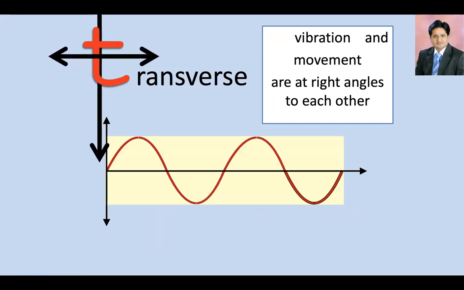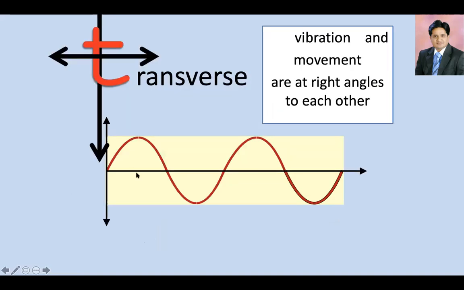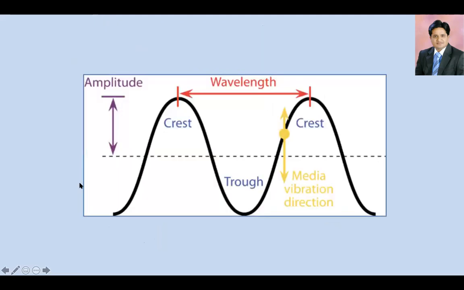This is a diagram to represent a transverse wave. You see a sine curve to represent a transverse wave, and the particles move up and down and the energy moves forward. Now, we need to understand the different parts of the transverse wave.